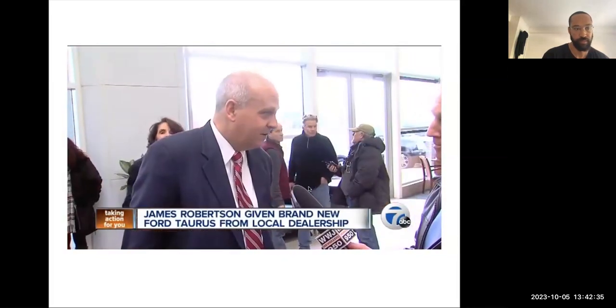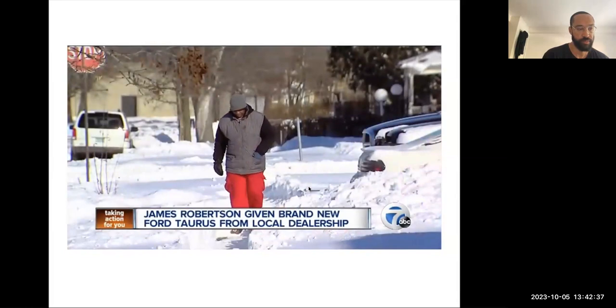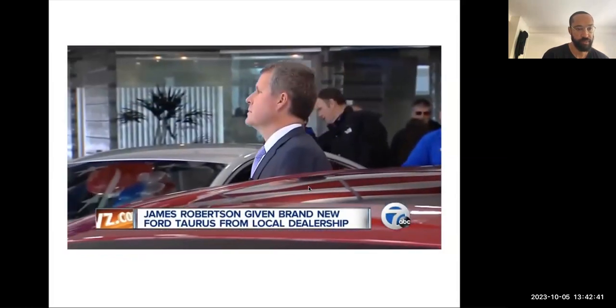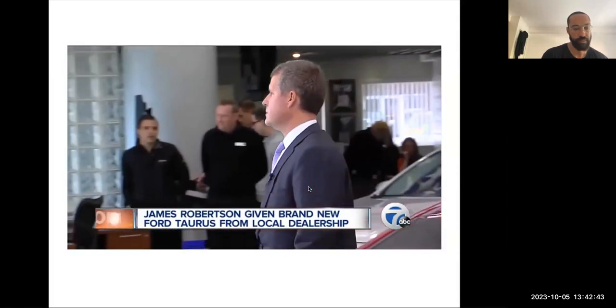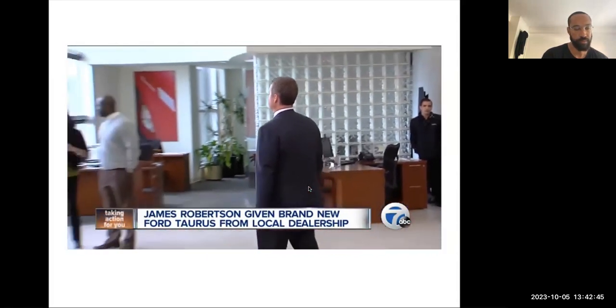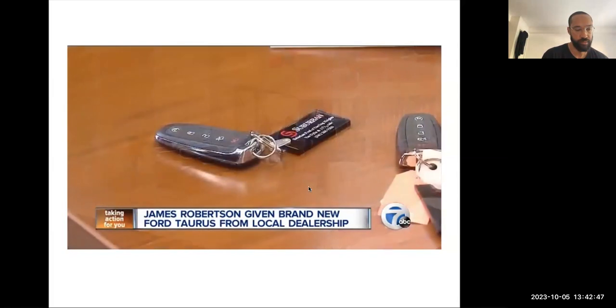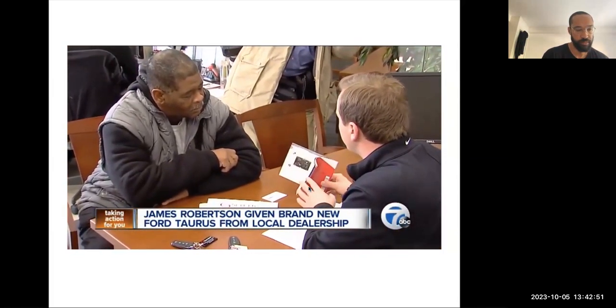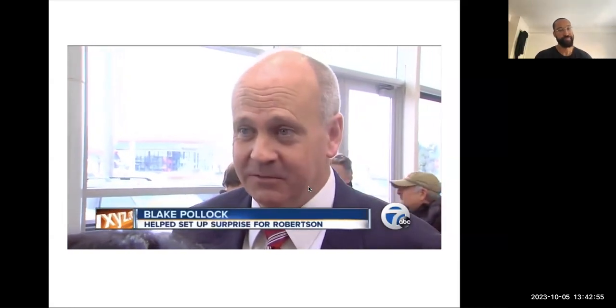Blake Pollock is the UBS banker who got to know Robertson last year after driving by him and giving him rides when the weather was bad. Just a few days ago, Pollock made some calls, and within moments, David Fisher Jr. of Suburban Ford in Sterling Heights was all in. Pollock says he joked with Robertson that now he's the one who's going to want to ride. I told him that, when he gets this car, I'm selling mine, and I'm his responsibility now.